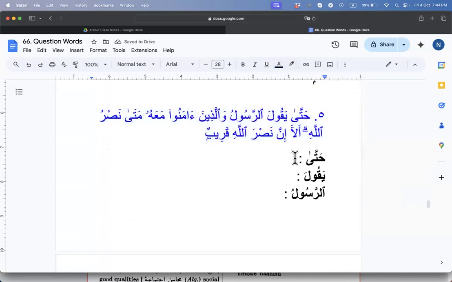Okay, we have to put hatta. What is hatta? Hatta is a harf jar, but when it comes with yakul, yakula, this is a fi'l. This one, the harf is an hatta, so it has an mudmara. Very good. We can say this hatta is harf jar lil ta'lil. And then yakula is fi'l mudari mansub.